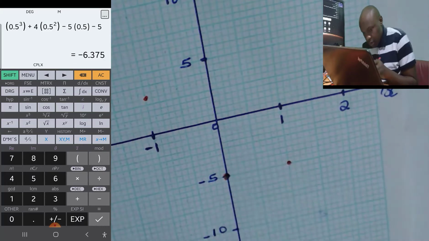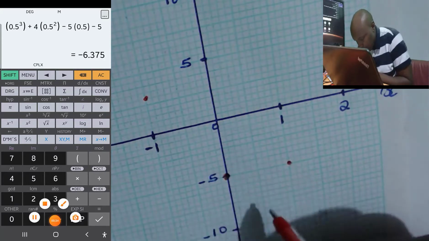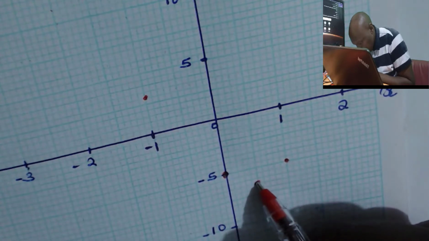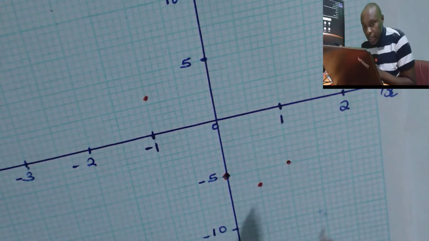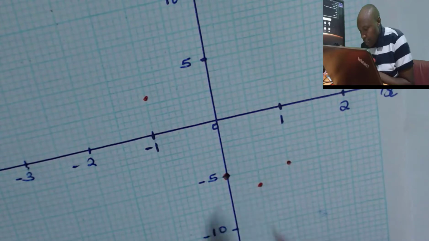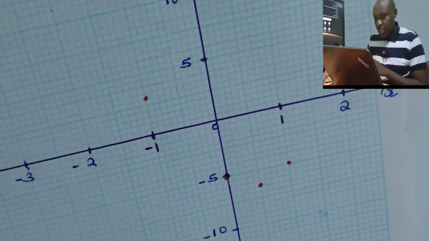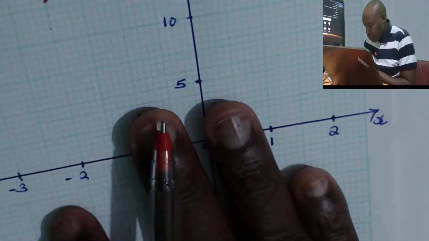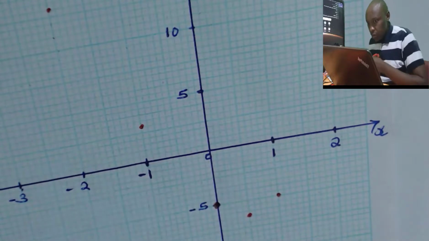You cannot plot all these values, negative 6.375, so you round it off, so negative 6.4 will be somewhere there between 6 and 7. Now you notice that when you're drawing the graph, it will now make a curve at that point. So that is how you plot.